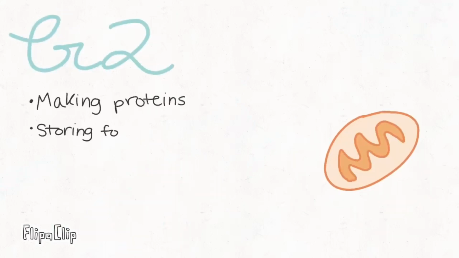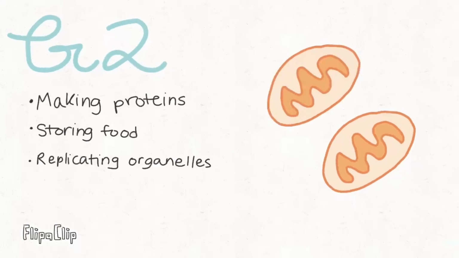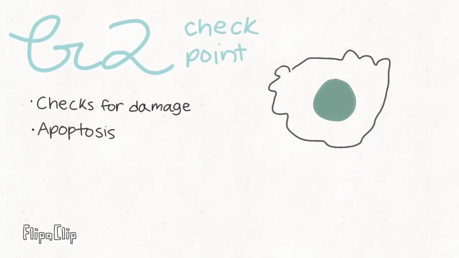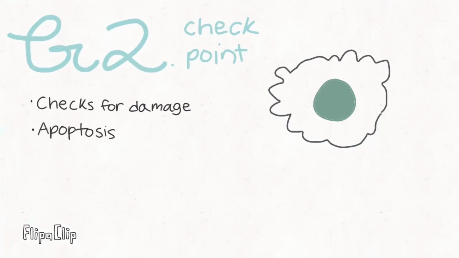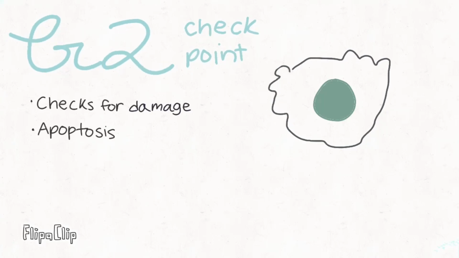The last phase is G2, which is when the cell prepares for replication by making proteins, storing food, and replicating organelles. Then we have the G2 checkpoint, which is when the cell checks for DNA damage, and if there is damage, it will try to fix it. If it can't, it will undergo apoptosis, or programmed cell death.